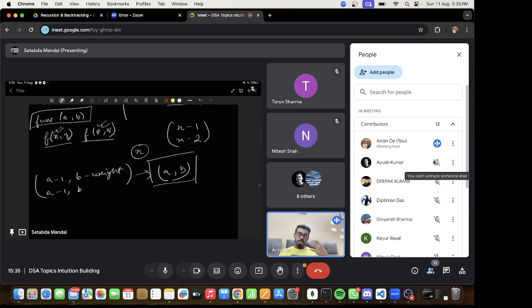When you understand this, you automatically get the recurrence relation or the transition relation. Okay, so for example, here, for every a we depend on a minus 1 and b minus weight. Simple thing.